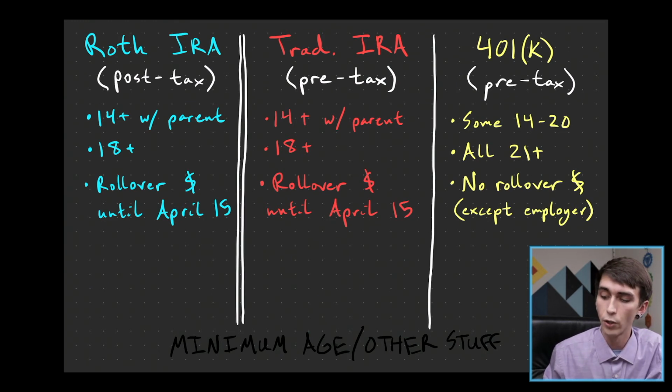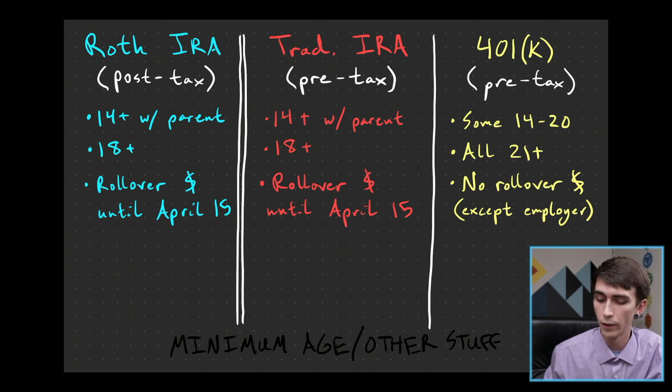As far as the age goes for the 401k, some employers will let you contribute to a 401k between the age of 14 and 20, just like the other accounts, but it's up to the employer whether or not they want to do this for you. But as soon as you turn 21, the government basically requires all employers to have this available to you. So that's kind of how that works.